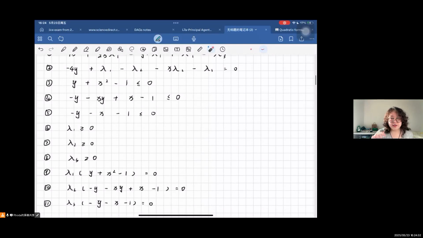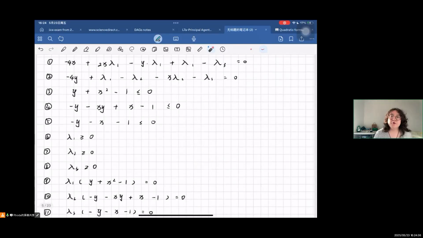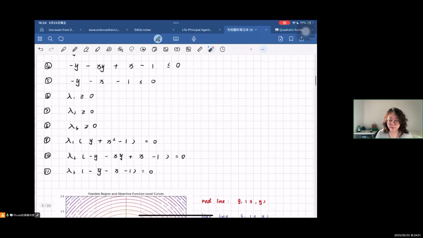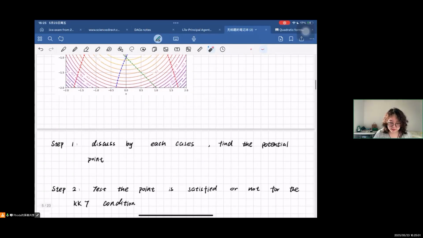Those 11 equations are pretty important because they form the KKT condition. If you find a point that does not satisfy these 11 equations, it means this point is not feasible. We will not discuss it. If it's satisfied, we can go to the next step to test whether it is a local maximum or local minimum. Also for this graph, we can find some points of local maximum or local minimum. This also shows we have the solution for this question.